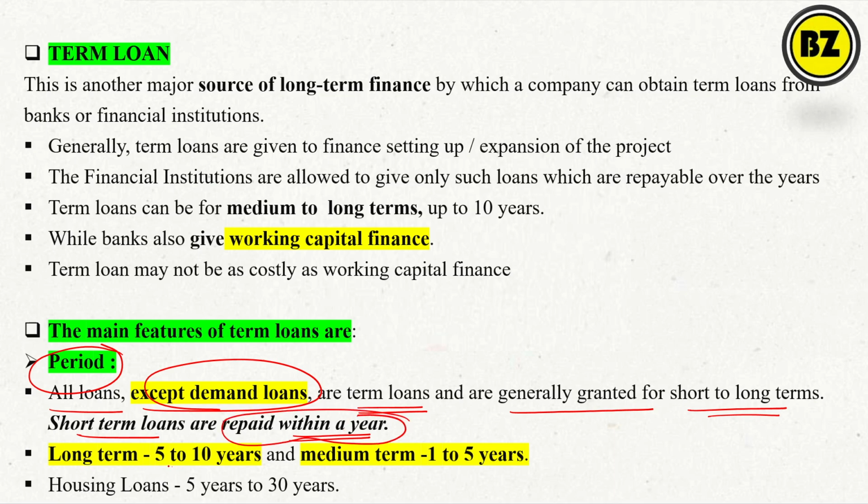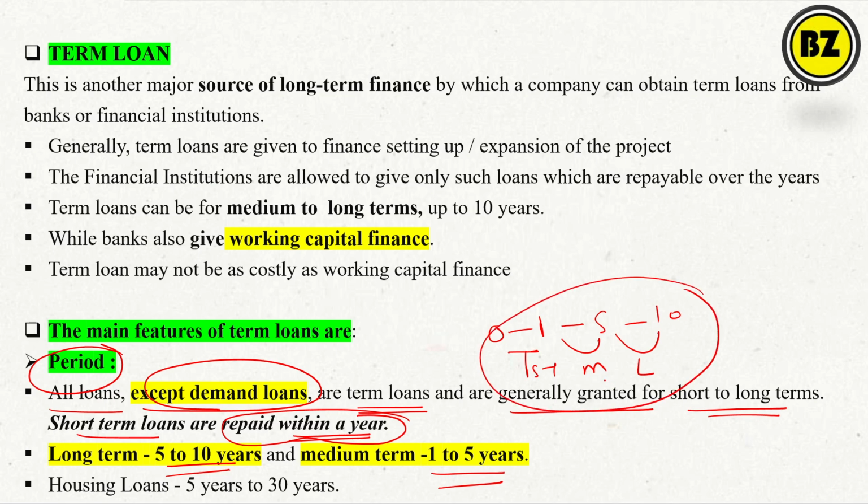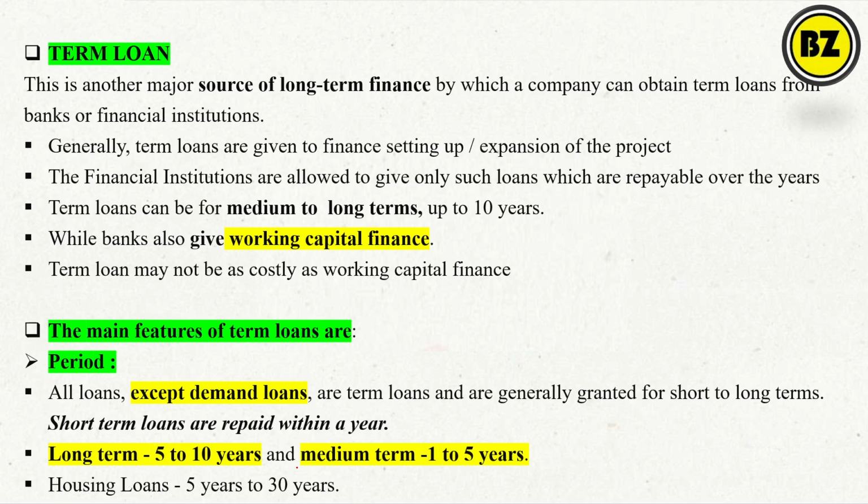Long term means 5 to 10 years, and medium term is 1 to 5 years. So 0 to 1, 1 to 5, and 5 to 10. 0 to 1 is called short term, 1 to 5 is medium, and 5 to 10 is long term. This is important, you can note it. And housing loan, for what period are we sanctioning? Housing loans we generally sanction for 5 to 30 years.